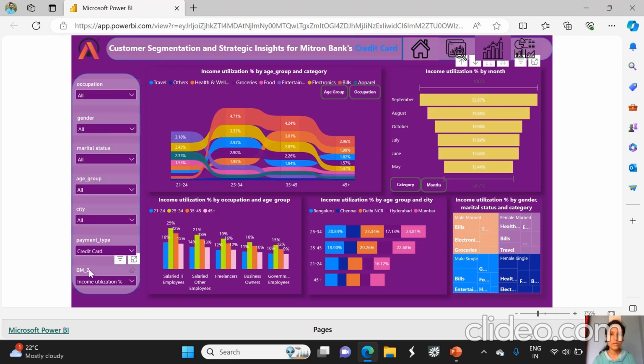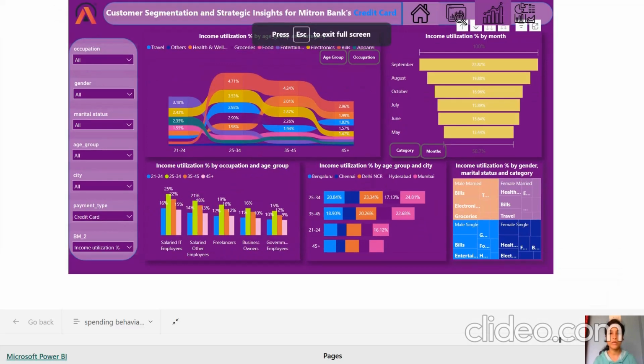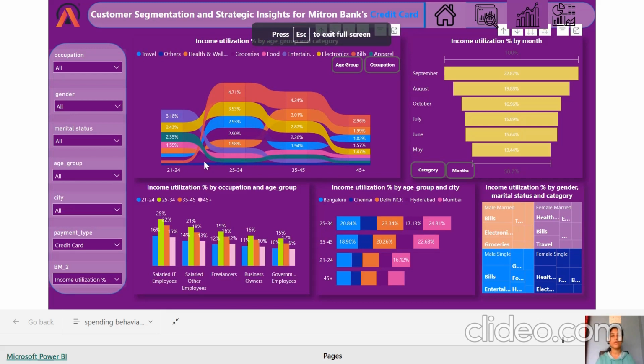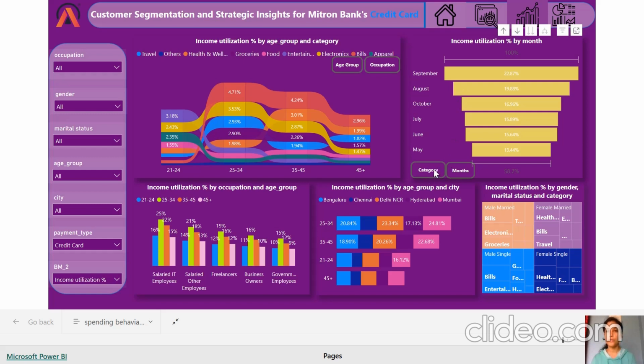This dashboard is explaining the spending behavior. In the spending behavior, as I told, I have taken two parameters. One is income utilization percentage, and another one is the total spend. For that, I have made the benchmark two a field. I can make it a filter. So first I will go through this graph.